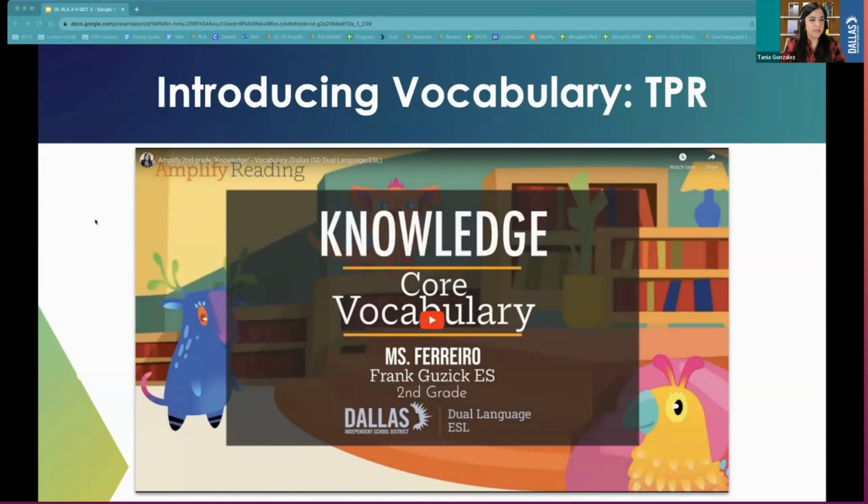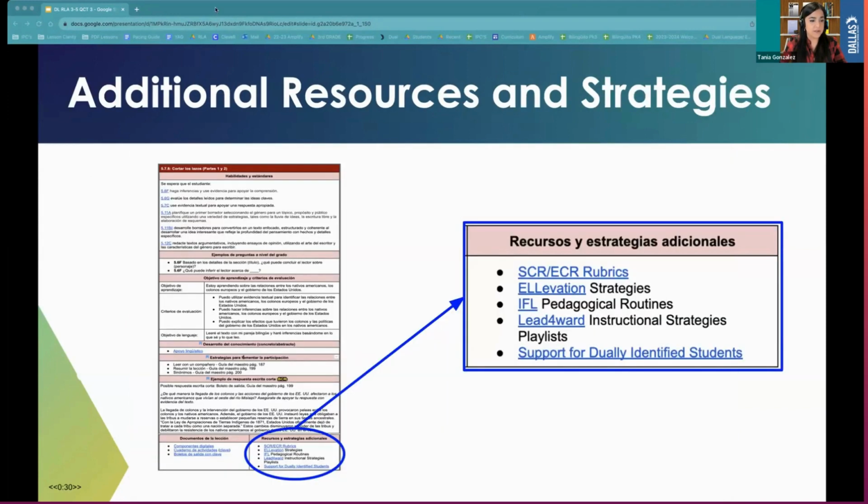You will notice that in your engagement strategies section in the lesson clarity, sometimes you will see words like TPR or some ideas that we can include for you. We also grab the ideas or strategies that Amplify suggests, and we put them there in the engagement strategies section, estrategias para fomentar la participación.